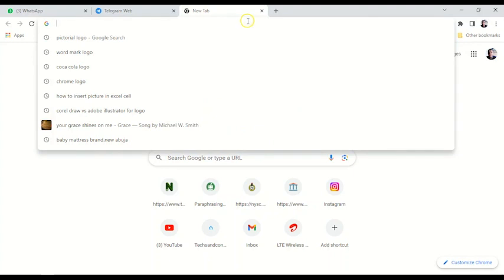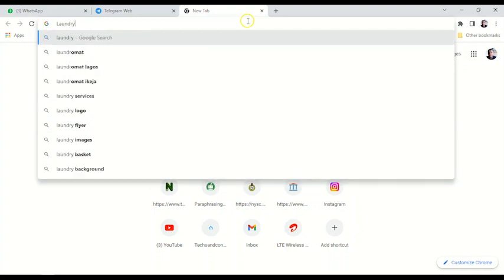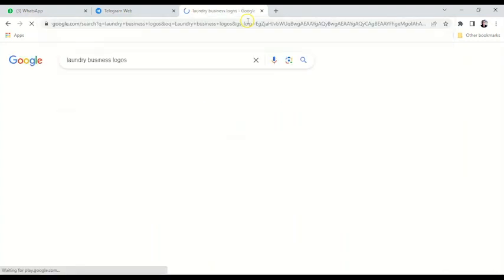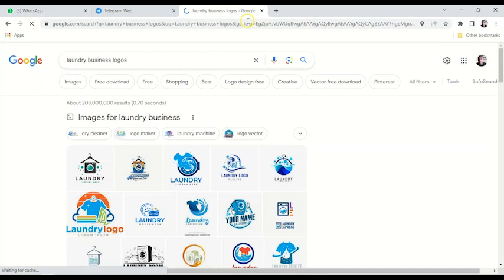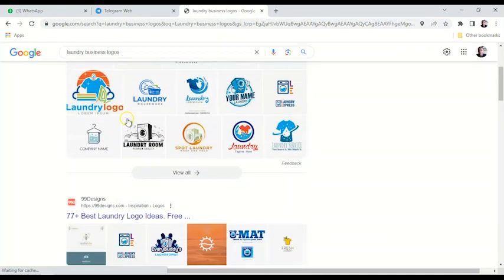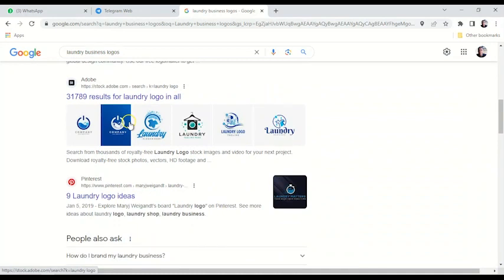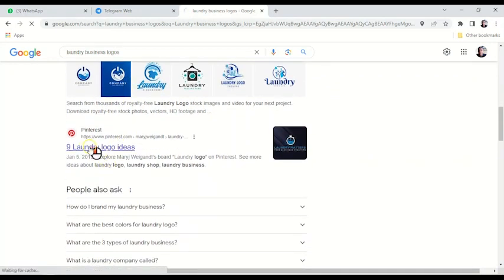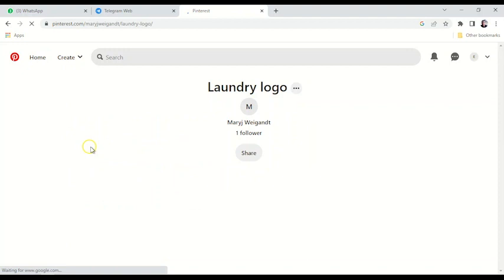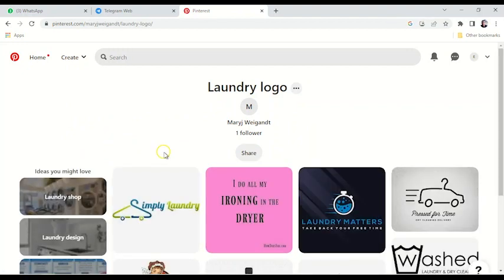Let's assume that I'm looking for a logo for a laundry business. I go to laundry business logos. One of the best things that you're going to see, most of them will come from what they call Pinterest. So I normally like using Pinterest to do my research on logos, because it just takes me to pictures directly.